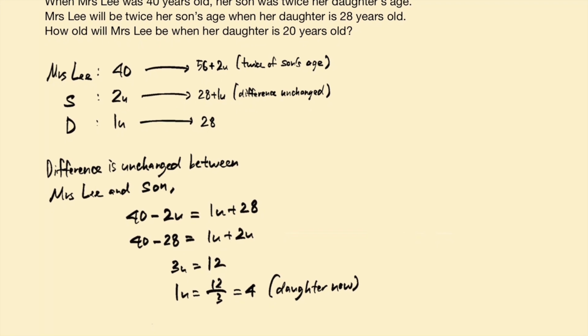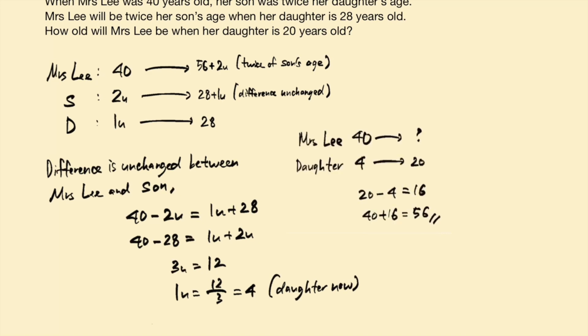How old will Mrs. Lee be when her daughter is 20? Okay, so when her daughter is 20, how old would Mrs. Lee be? Now, given that the current age is 4 here, when the daughter is 20, that's basically saying in 16 years' time, right? So, knowing the current age of Mrs. Lee, here's our nifty little diagram again. So 40, right? If you're going to add 16 to it, well, what's Mrs. Lee's age? That would be 56.